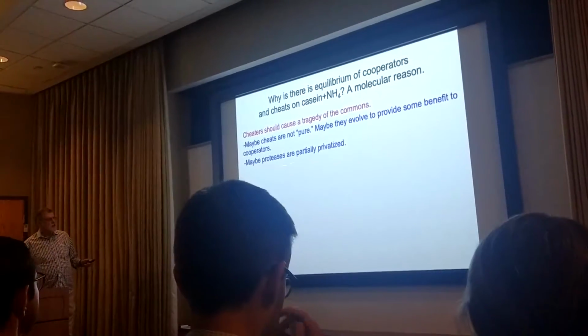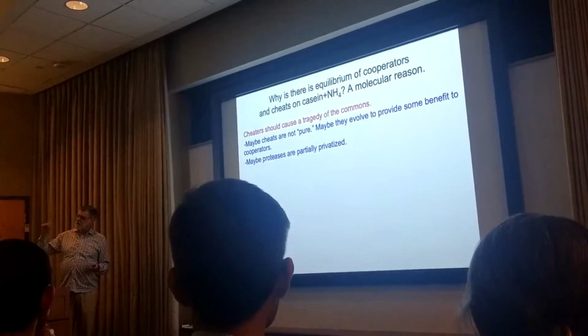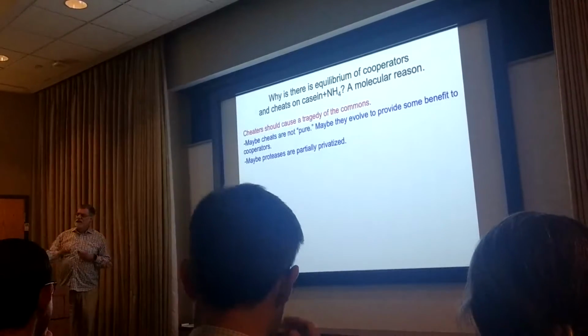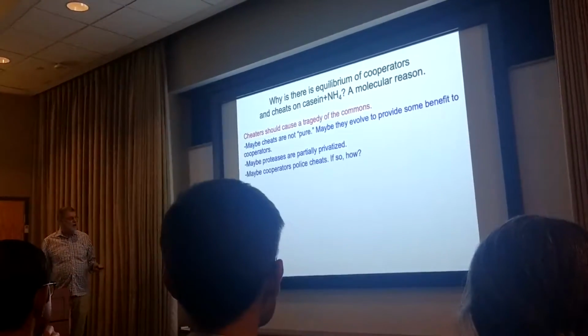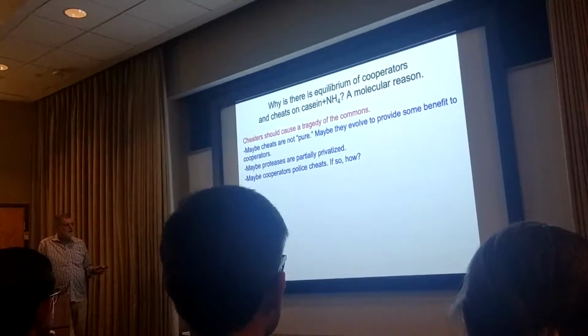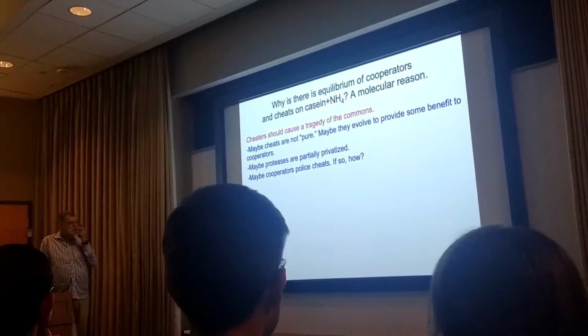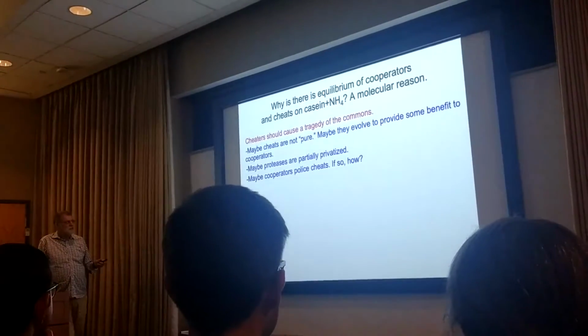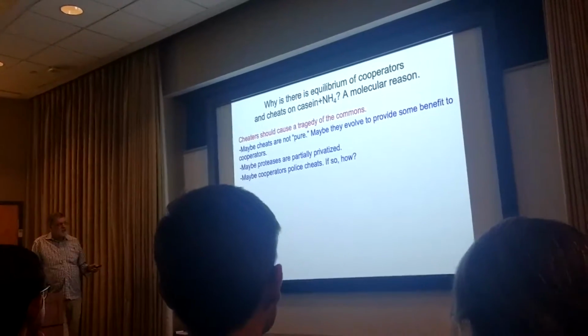Maybe proteases are partially privatized. Maybe the cooperators hold on to a little more protease and have a little more than the cheaters would have. Or maybe cooperators police cheats. And if they do this, how do they do this? So I really can't speak to the first two ideas here, but cooperators can police cheats.